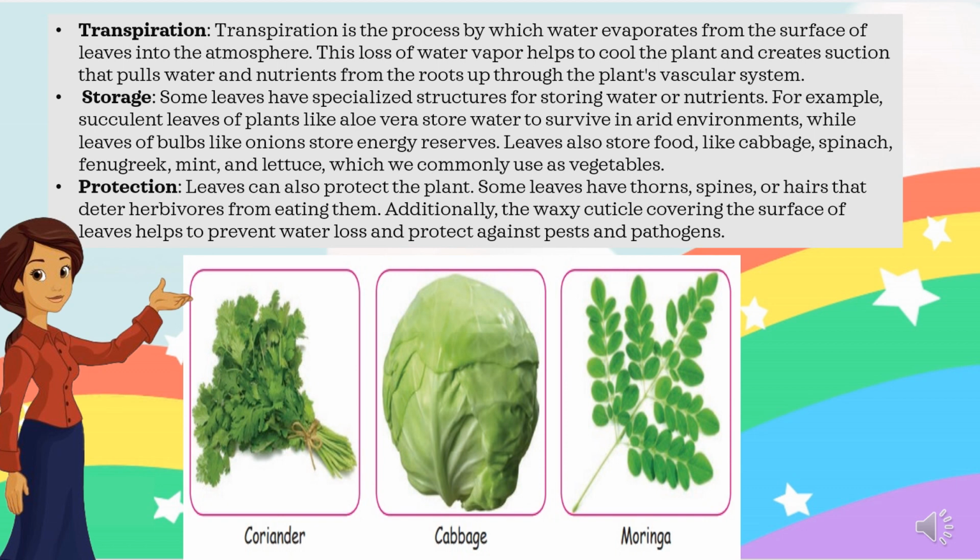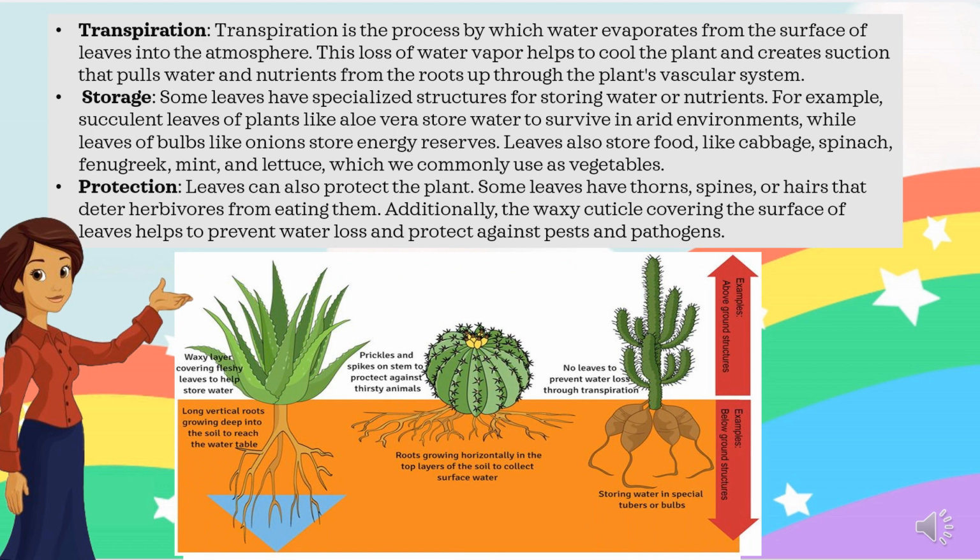Next, let's explore how leaves protect themselves from harm. Leaves have clever ways of defending themselves against threats like hungry herbivores and harsh environmental conditions. Some leaves have built-in defenses, like thorns and spines, that make them less appetizing to animals looking for a snack. It's like having a prickly armor. Additionally, the waxy cuticle covering the surface of leaves helps to prevent water loss and protect against pests and pathogens.